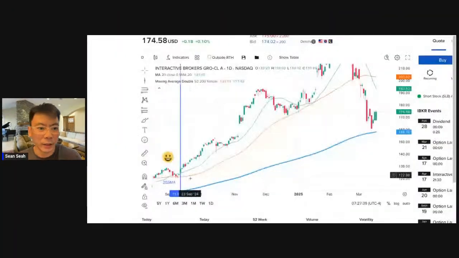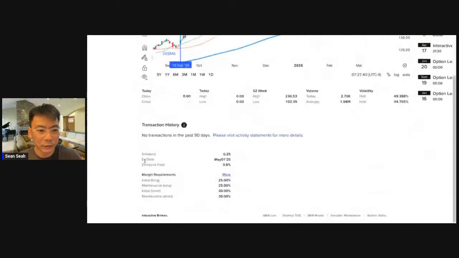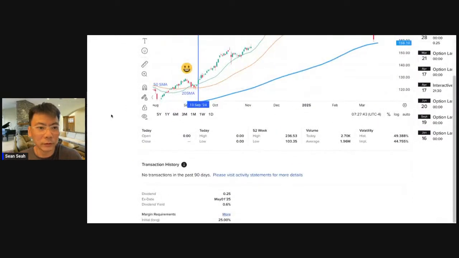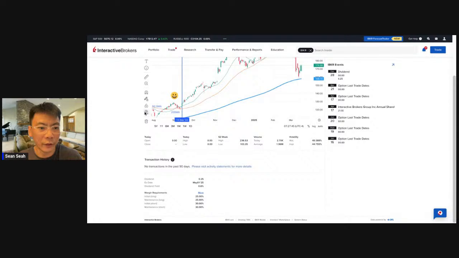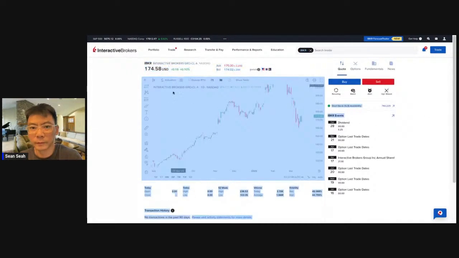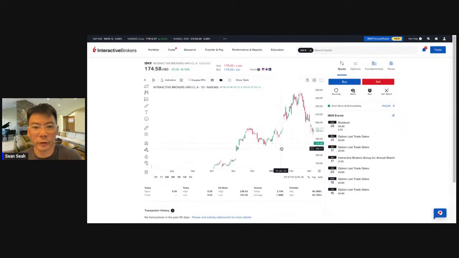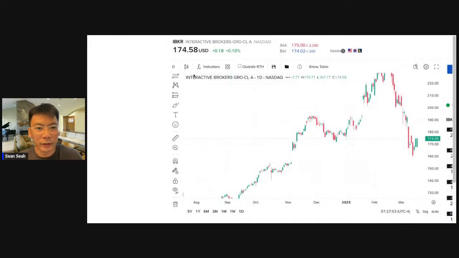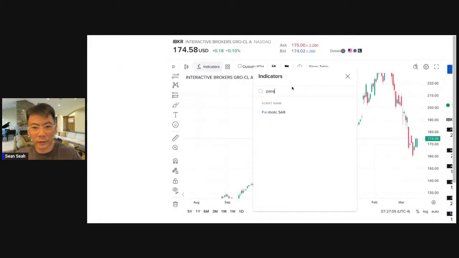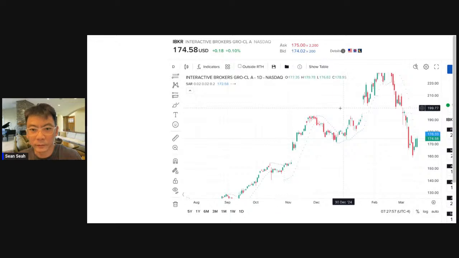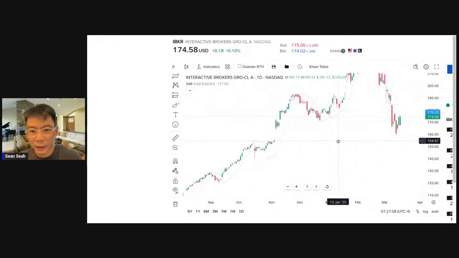So for Parabolic SAR, let's go to IBKR again. I'm going to clear away all the moving averages and focus on Parabolic SAR. Later we can try other charts as well. There's this indicator here. Click on here, type Parabolic SAR. You can see here, now Parabolic SAR, you can see all the dotted lines.